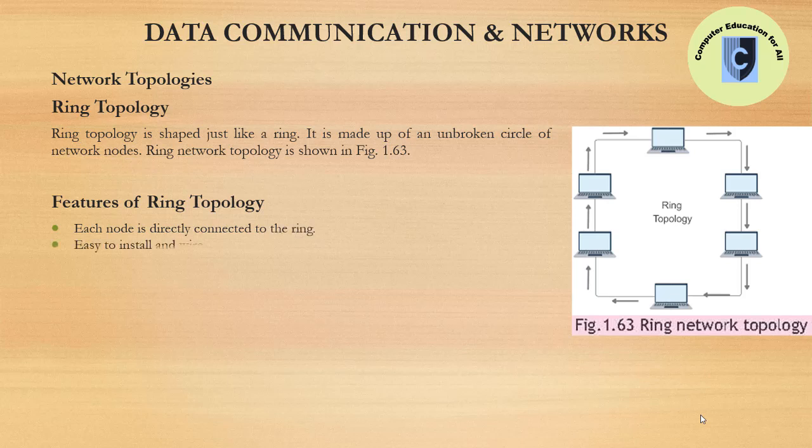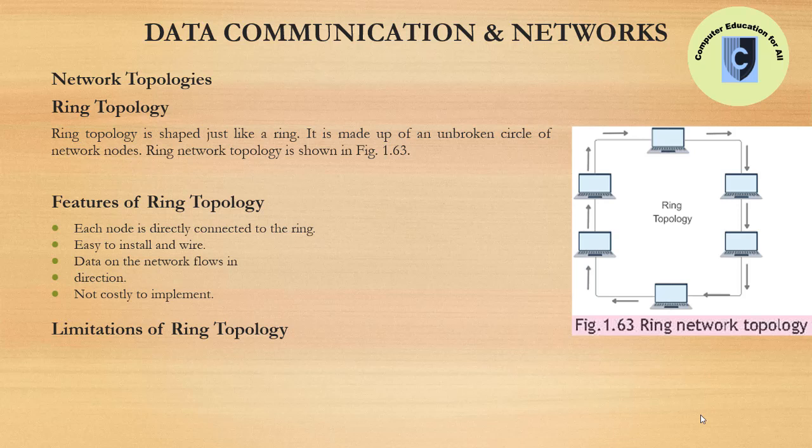Features of ring topology. Each node is directly connected to the ring. Easy to install and wire. Data on the network flows in one direction. Not costly to implement. Limitations of ring topology. If the ring is broken at any point, the entire network stops functioning. Slower than other network topologies.